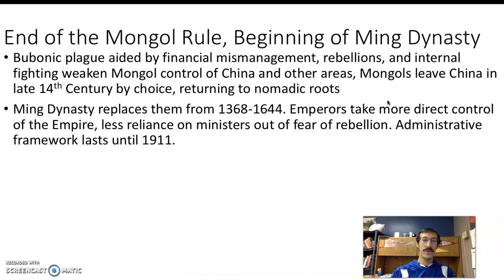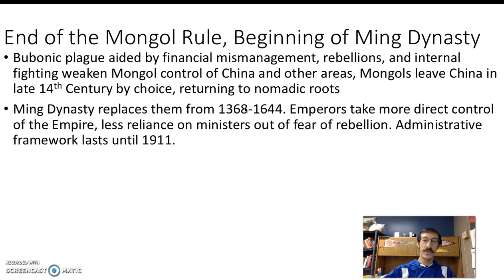So what replaces them within China is the Ming Dynasty. So we talked about the bubonic plague happening around the late 1320s, early 1330s within China. So within 30-ish, 40-ish years of that, the Ming Dynasty replaces them. And so the emperors take more direct control of the empire and less reliance on ministers out of fear of rebellion. Because, again, of the fear over the Mongols, but also fear of Confucian ministers and the power that they might hold or try to take over, because there was the assassination of one particular emperor right away in the Ming Dynasty that they began to mistrust a lot of their close counselors.